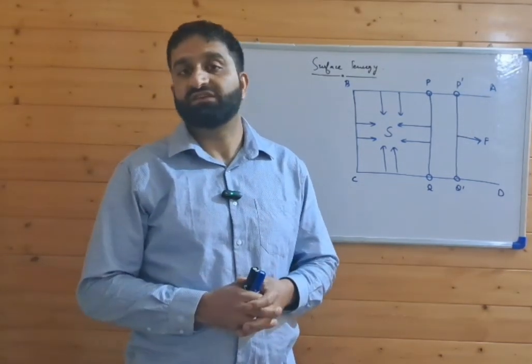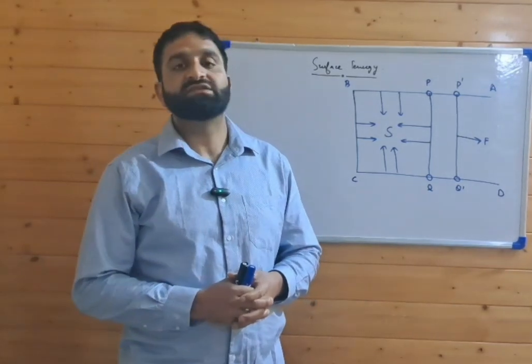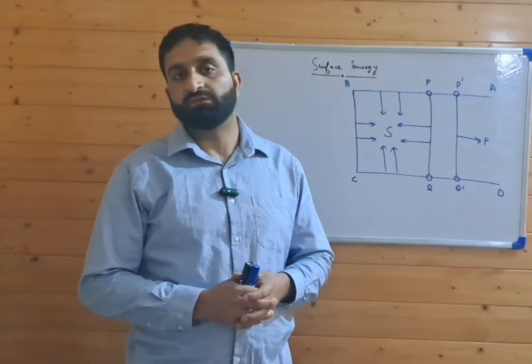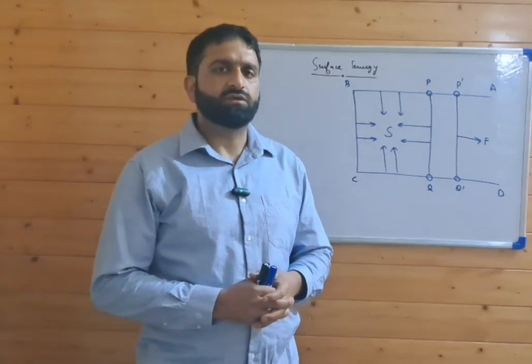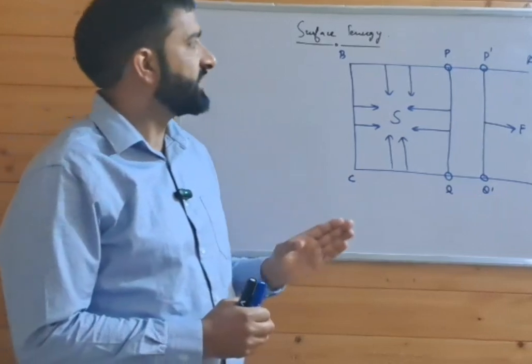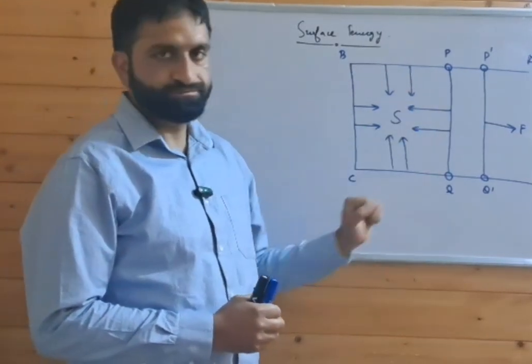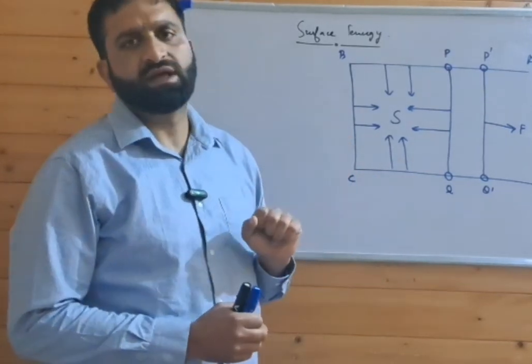So we can define the surface energy as the work done against the surface tension in order to increase the surface area of the film. Now, how do we calculate the surface energy? We take a frame ABCD with a movable side PQ. We dip the frame in a soap solution.